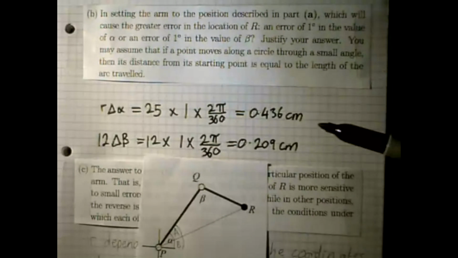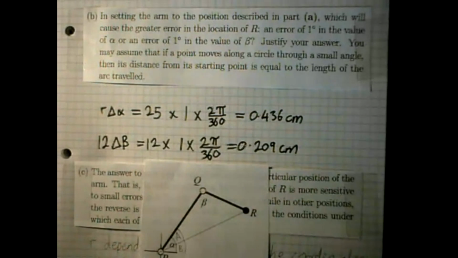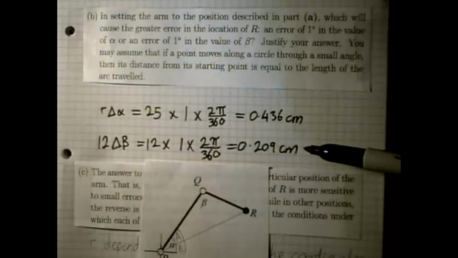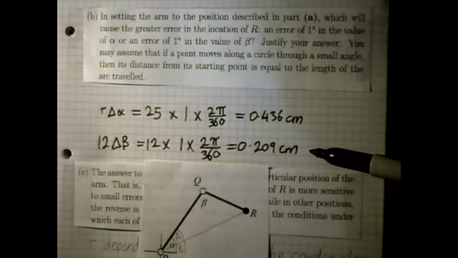Since this 0.436 centimeters is greater than 0.209 centimeters, that means that a 1 degree error in alpha will cause a greater error in the point r, in the location of r, than a 1 degree error in beta.